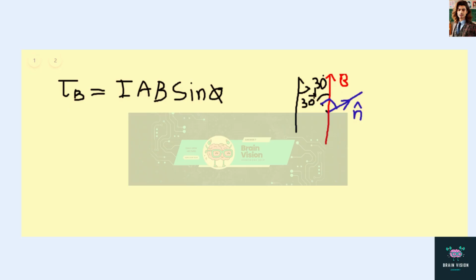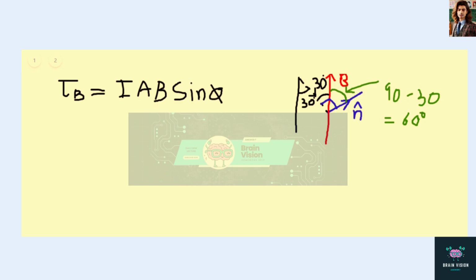That means the angle between B and n hat must be what? Well, just 90 minus 30, which is 60 degrees. And that's it. We're done with the hardest part of the problem.